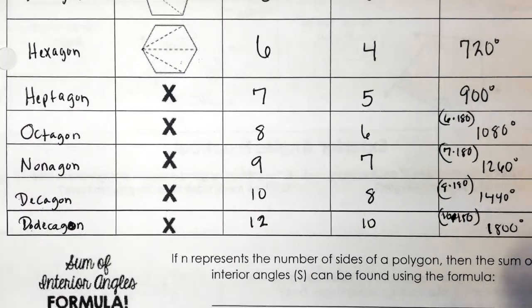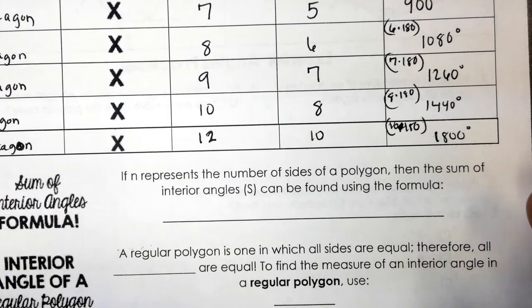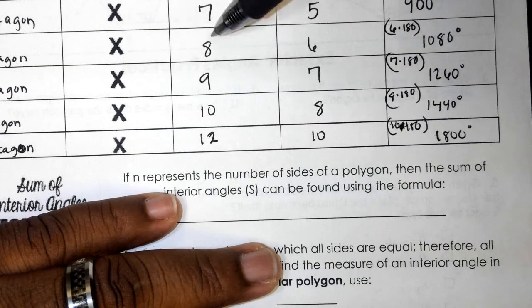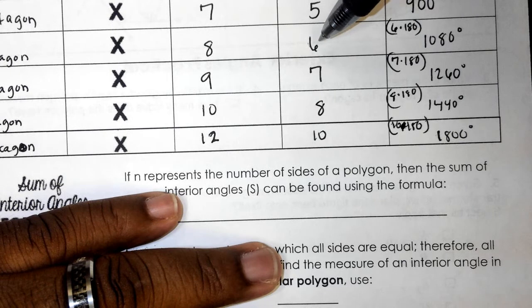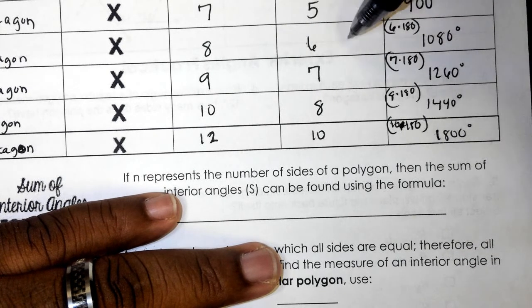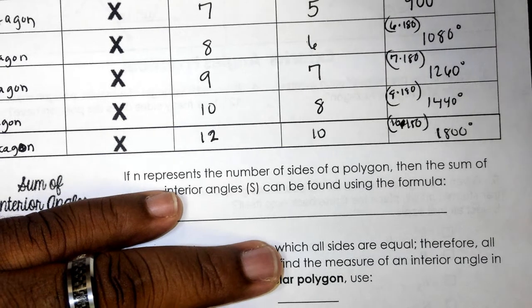But you got to understand, when you're trying to find the sum of the interior angles, it's not the number of sides, but the number of triangles the figure has that you want to be looking at. That's what you're multiplying 180 by, the number of triangles that is in that figure.